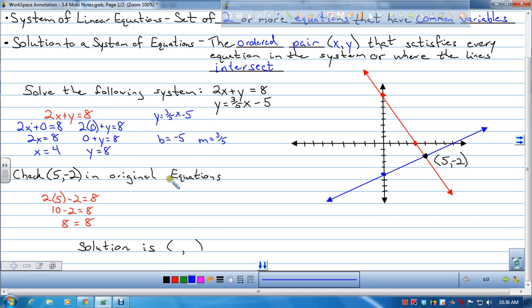Plug it into this other one over here. So y was -2, equals 3/5 times x, which equaled 5, minus 5.